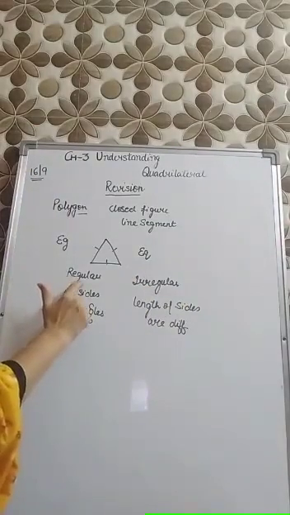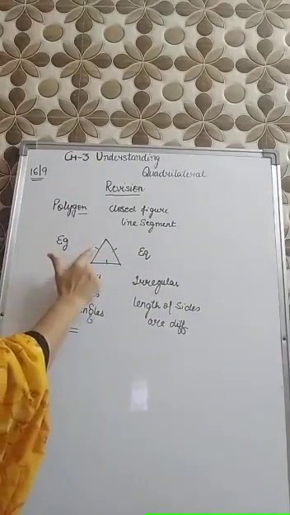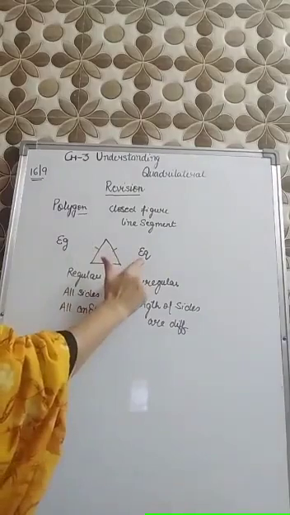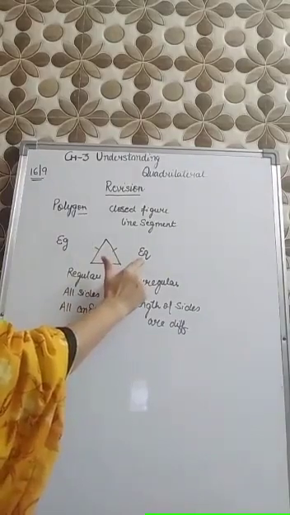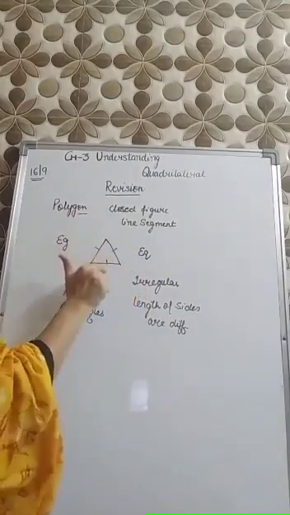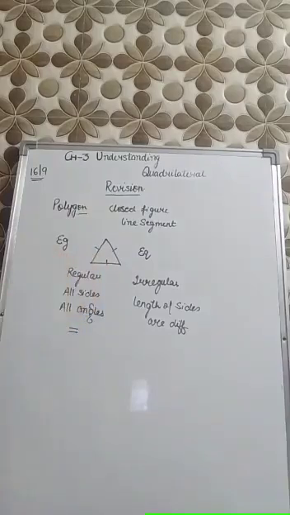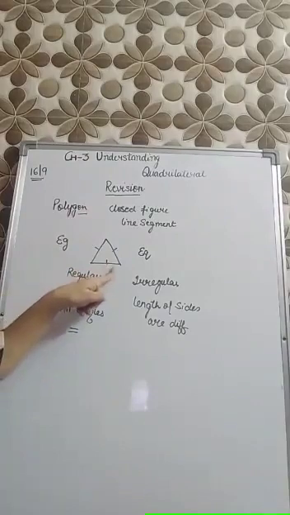Under this regular polygon, we have the first polygon of 3 sides, that is called an equilateral triangle. That is a polygon whose all sides and all angles are equal. So this is the polygon with the minimum number of sides. So an equilateral triangle is a polygon with the minimum number of 3 sides.